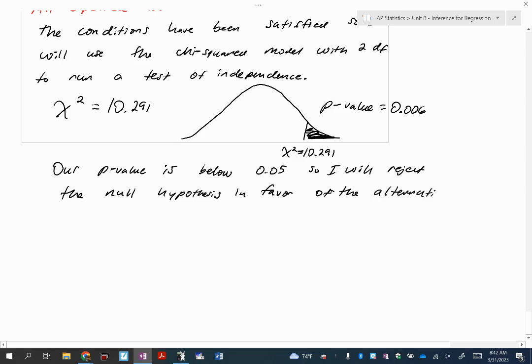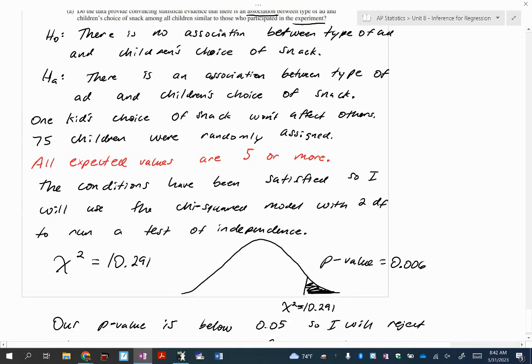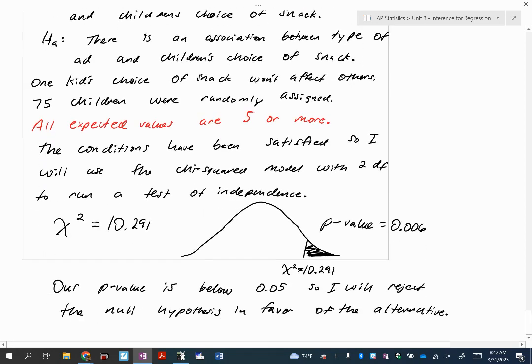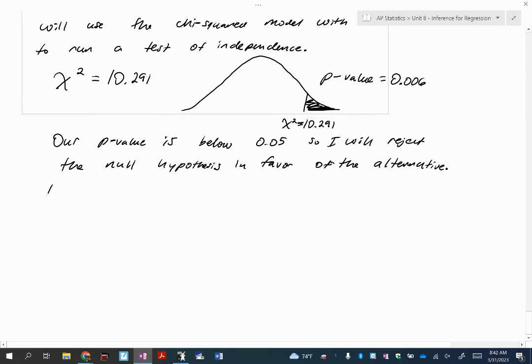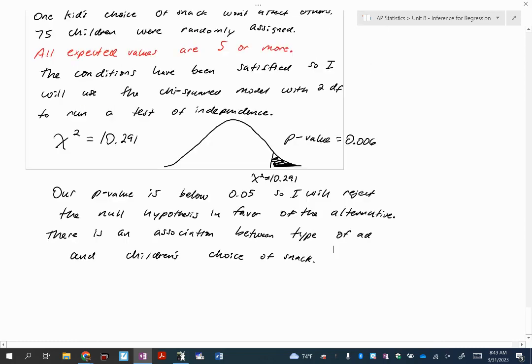So essentially, if you go back to your hypotheses, I do have enough evidence to say that there is an association between type of ad that's shown during the show and the children's choice of snack. So there is an association between type of ad and children's choice of snack. All right, and that's it for this one here for the chi-squared independence test.